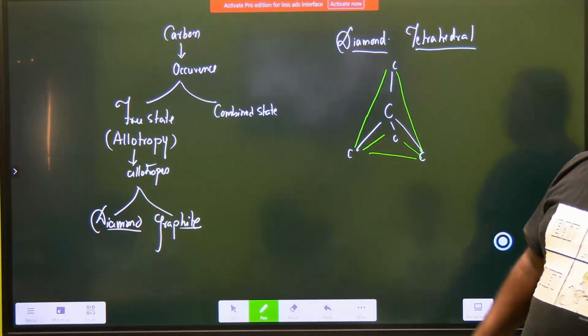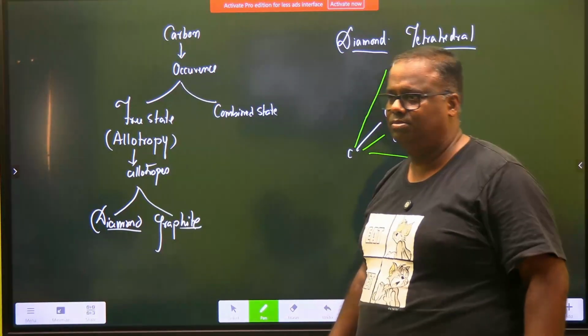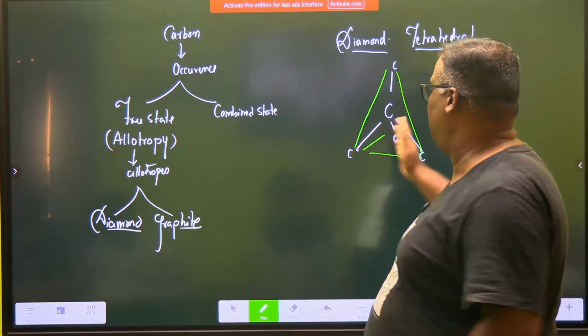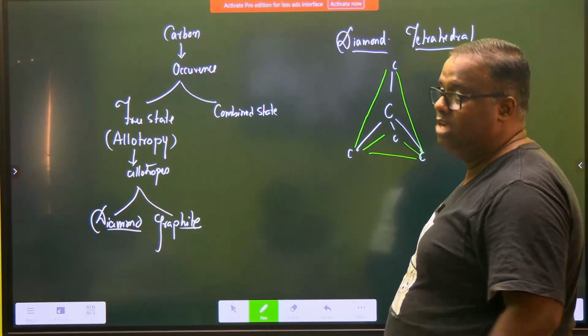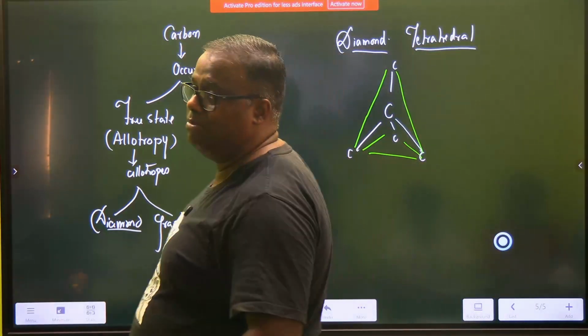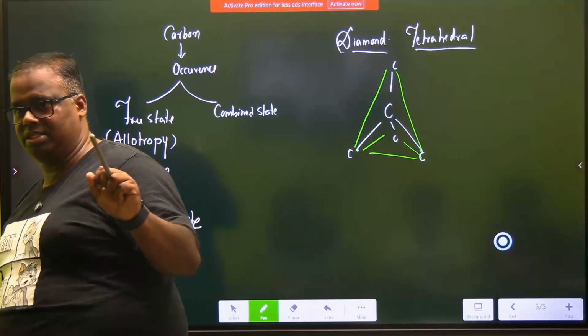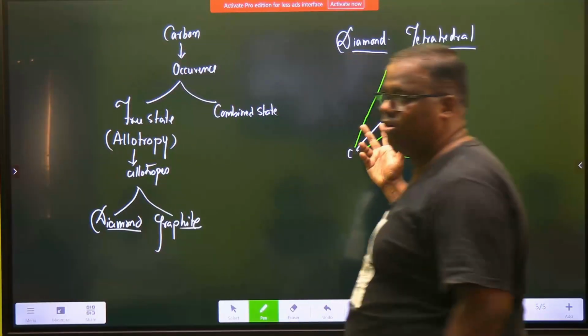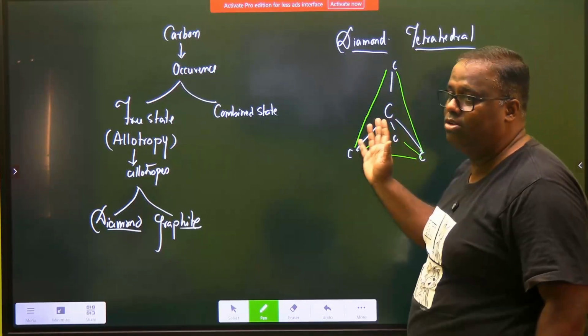Take any tripod. Take the tripod of a camera. And on that, every face you start fixing. So this is called a tetrahedral structure. Diamond is tetrahedral. Diamond is a very good conductor of heat. Diamond is a poor conductor of electricity. Right? Because diamond does not have any free electrons. All the electrons are paired.